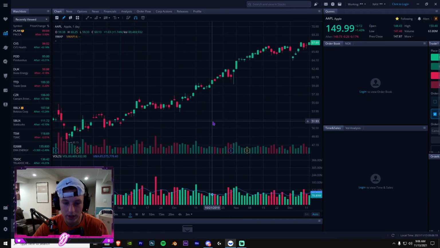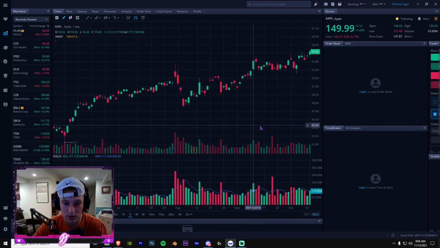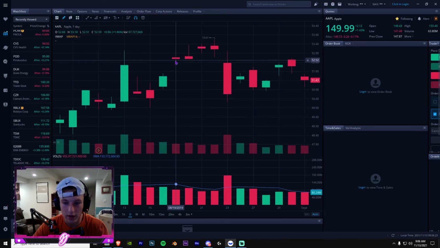So usually when we see Dojis, we often see reversals. So if you look right here, this is kind of more of a doji rather than a hammer because of how thin this is. So we see this doji.